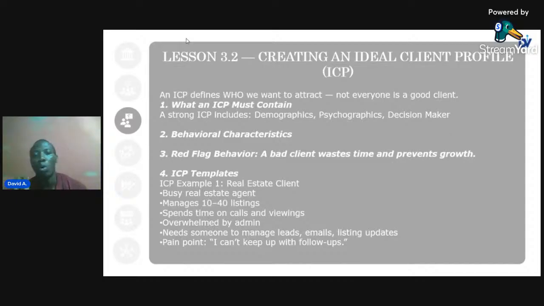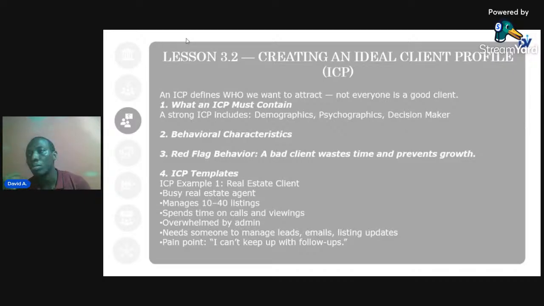Then decision makers. Who are the decision makers in the company? Is it the CEOs? Are we targeting the CEO? Are we targeting the COO? Are we targeting the founder? Are we targeting the operations manager? Are we targeting the hiring manager? Who are we targeting, right? That would be contained.